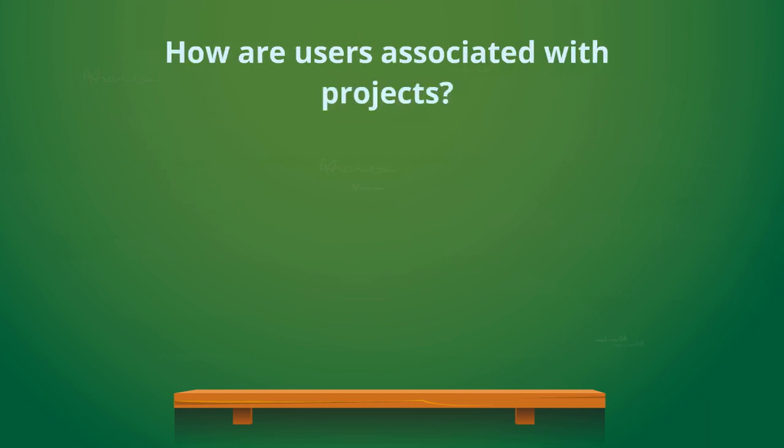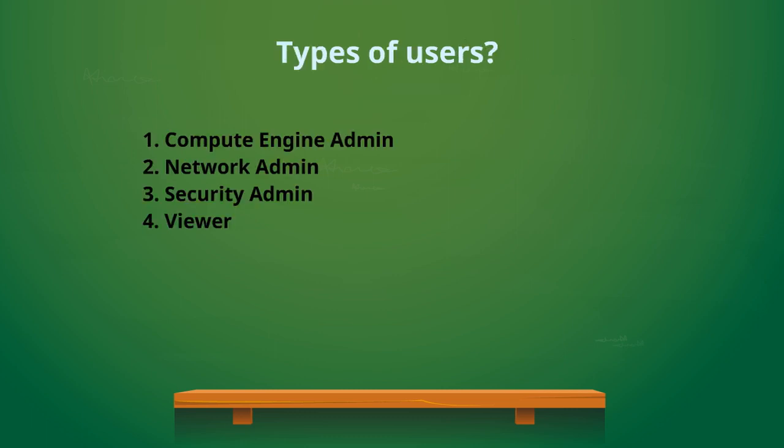Let's now take a look at how users can be associated with projects. So there are 4 ways that users can be associated with projects. The first is you can have an individual user. You can also have Google Groups. You can have a G Suite domain. And you can also make use of service accounts.